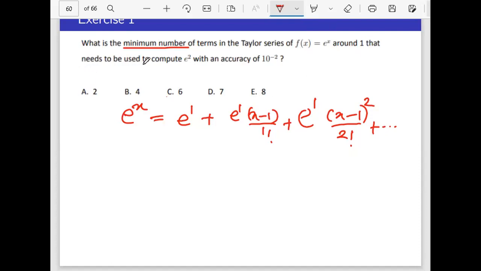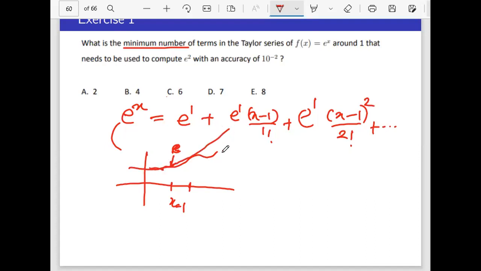All right, we use this one to compute. We found the Taylor expansion around 1. Okay, we get something like this. Now this is your Taylor expansion, right? Infinite series. This is your infinite series. Yeah, you get something like this.